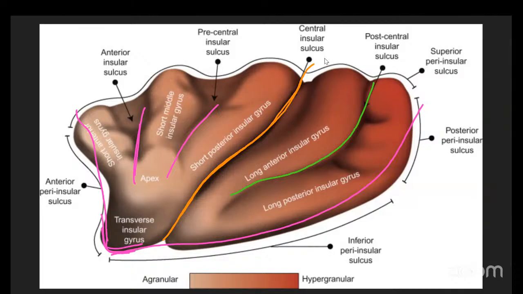So this portion here is the apex of the insula. When we talk about the apex of the insula, there is another structure that comes to mind, which we will see when we look at the deeper dissections. That is the limen insula. So, clear, and move to the next slide.